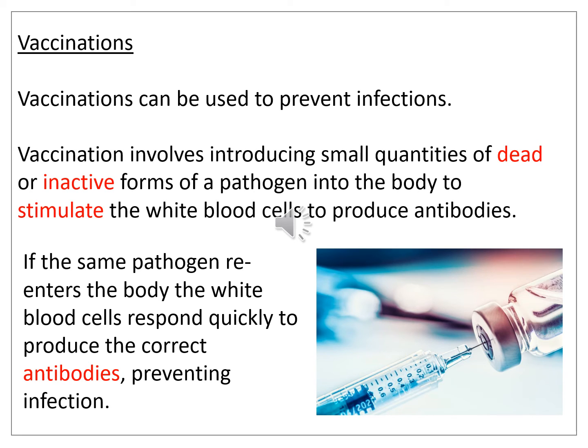Vaccinations. Vaccinations help prevent infection in living organisms. A vaccination contains a small amount of a dead or inactive form of a pathogen. These pathogens still have antigens on their surface, so the white blood cells will still be stimulated to produce antibodies. This means if the same pathogen re-enters the body, the white blood cells can respond more rapidly to produce the correct antibodies. This will prevent infection from happening. It's so important when you write these answers that you mention upon secondary infection, the production of antibodies is faster. That is the key difference between primary and secondary infection.